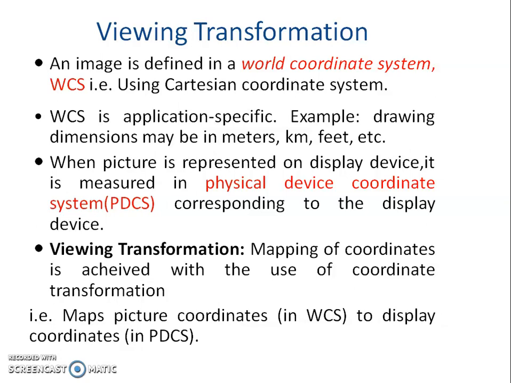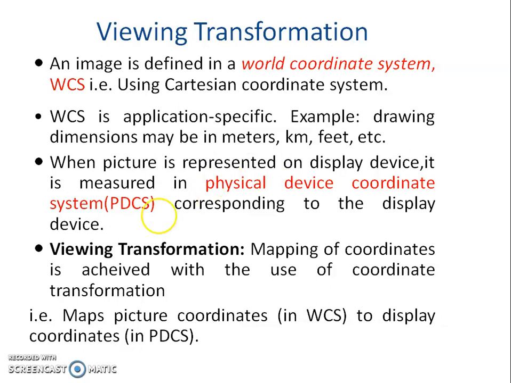That is what we are seeing in nature. That is the world coordinate system, which is always a Cartesian coordinate system. The world coordinate system is application specific. For example, drawing dimensions may be meters, kilometers, feet or inches, etc.